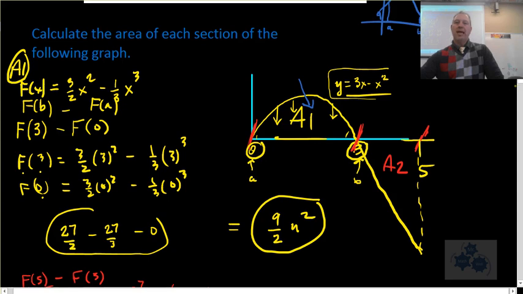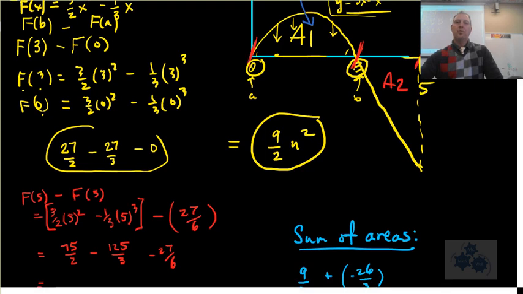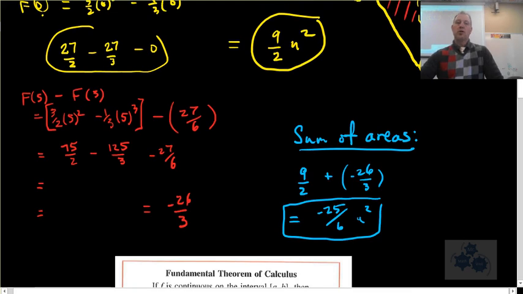Now, if we did A2 separately, and I've done that below, A2 separately would be the integral from 3 to 5, you see? And so it's the same function, so we use the same integral, but I'm going to go F of 5 minus F of 3. And you'll notice that you should get a negative value.